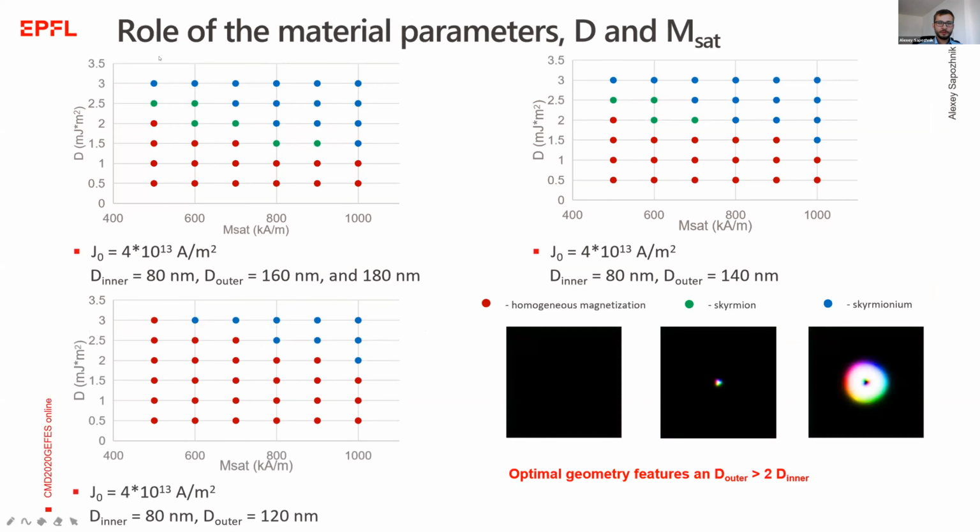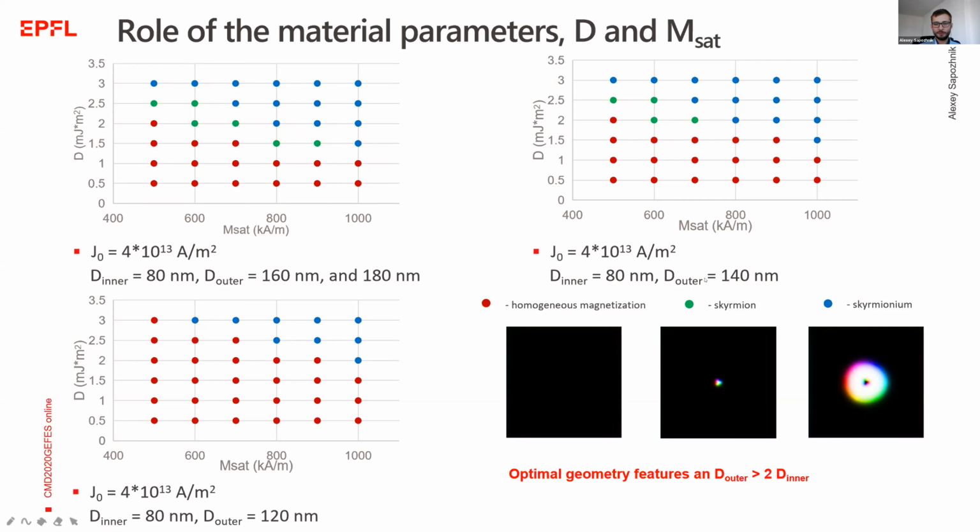The next question is the role of the material parameters, namely the DMI constant and saturation magnetization. And in all the simulations, I used a peak current greater than the threshold current. Also, for a large outer diameter, the color code features homogeneous magnetization for the red dot, the green dot corresponds to a skyrmion, and the blue dot corresponds to a skyrmonium. And for a large outer diameter, it's possible to create either a skyrmion or a skyrmonium.